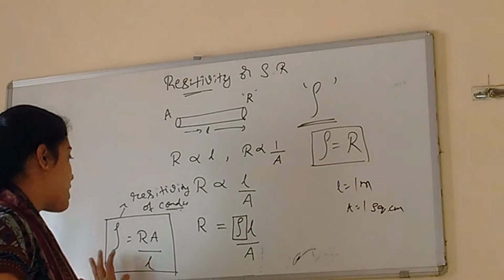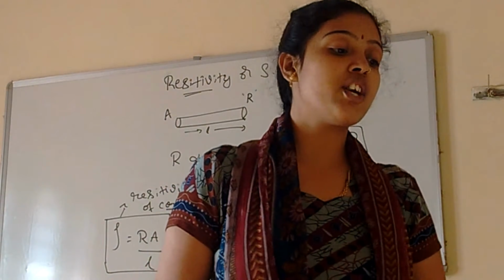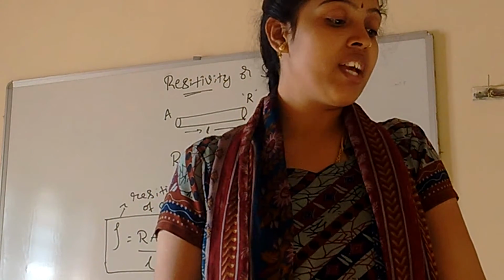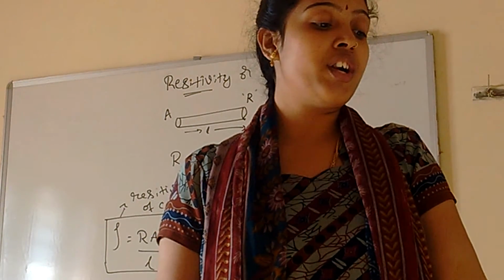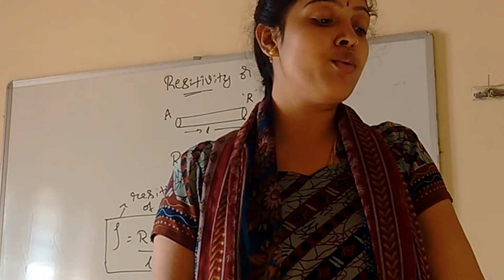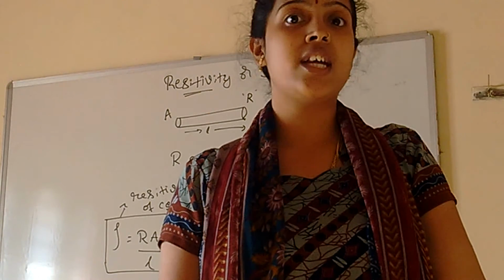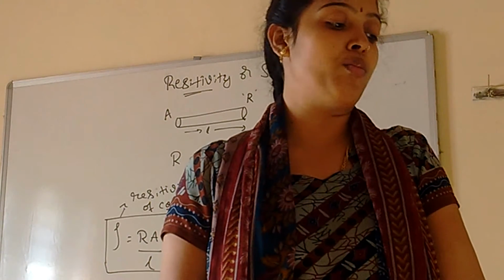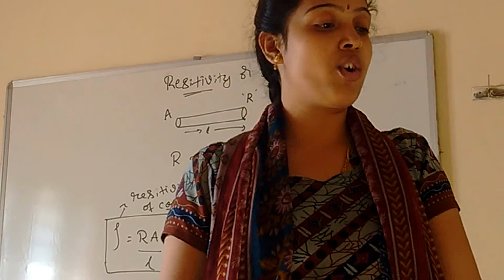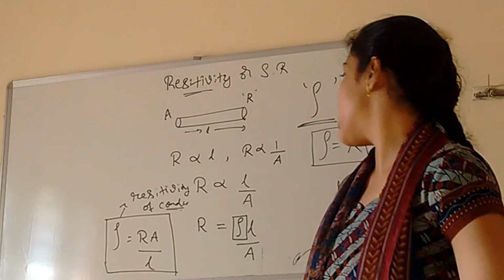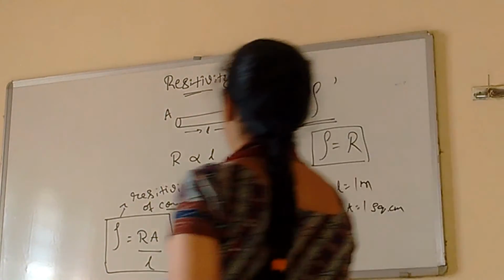Okay. So with an example we can solve one problem. Take down. The problem is: the resistance of a wire of length 1 meter and of diameter 0.12 millimeter is 40 ohm. What is the specific resistance? So what have they given? What all have they given?